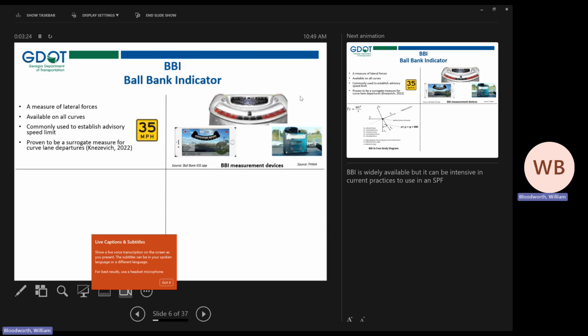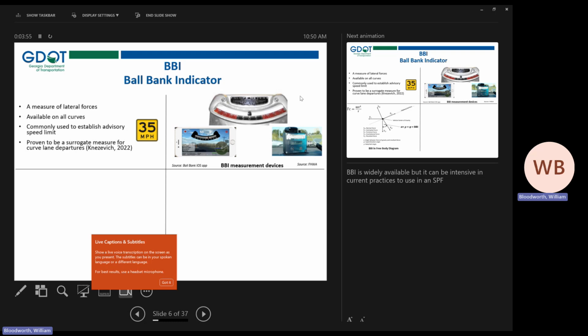The traditional ball bank indicator device, which measures lateral forces, I brought one in with me today, is simply a ball within a glass tube. The more lateral forces, the higher the ball bank indicator reading, the higher the angle, the more risk of a roadway departure. Cortland, you can pass that ball bank indicator, or BBI, around. Nowadays, though, no one uses a tube device. You can get that data on a smartphone or some sort of electronic device.